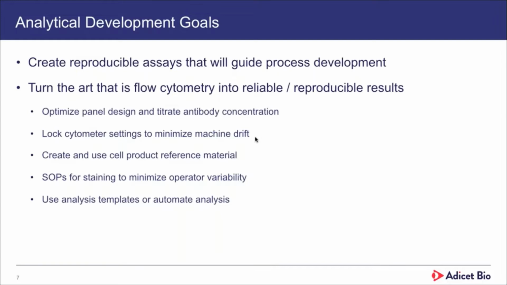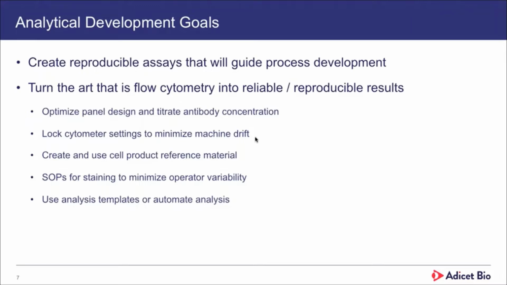So at least the goals in my particular group at Assay are to create reproducible assays that will guide process development and eventually the manufacturing process as well. Now, the key here is that we need to turn the art that is flow cytometry into something that's reliable and reproducible. So we quickly decided on several different aspects of trying to lock down the flow cytometry assays that we were creating. Optimize the panel design, titrate antibody concentrations, lock the cytometer settings to minimize drift, create and use cell product reference material, and I'll show you some of that later on.